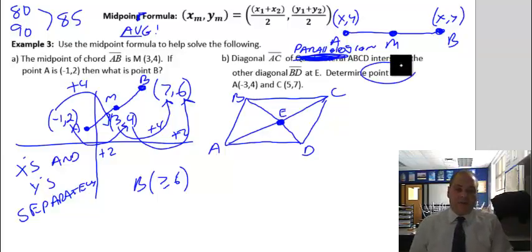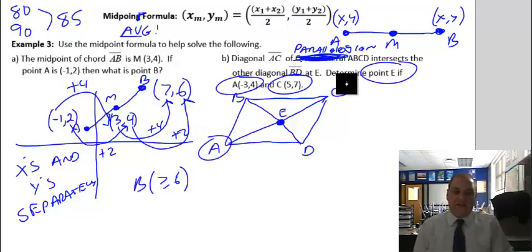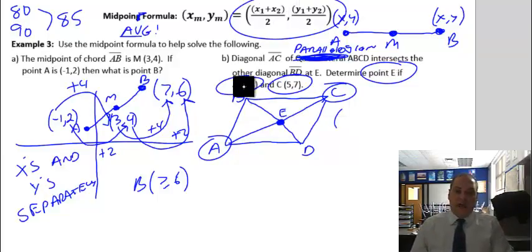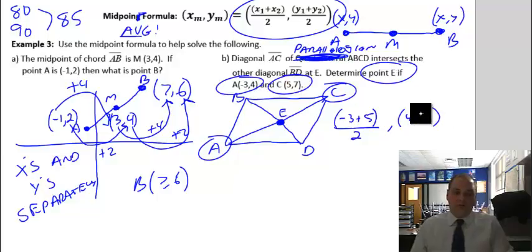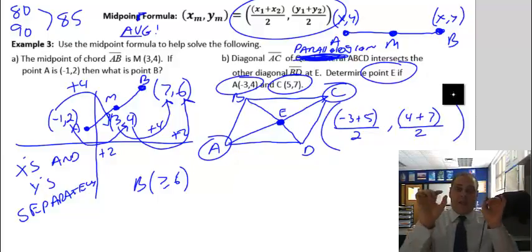So determine E. They want you to determine E if they give you A and C. So here's A and here's C. They want us to find the midpoint there. So the midpoint is going to be using the midpoint formula. So it's going to be x1, negative 3, plus x2, which is 5, and then divide by 2, comma, y1, 4, plus y2, 7, over 2. And it's a point. Remember, it's a midpoint. Your answer's got to be x comma y.